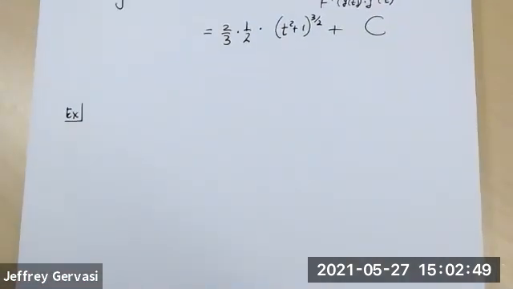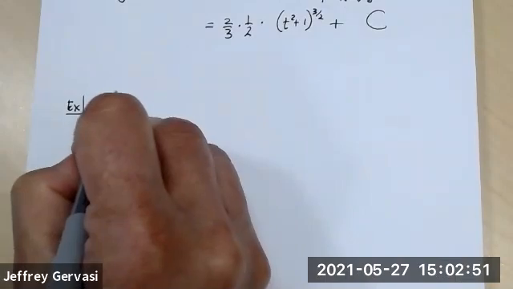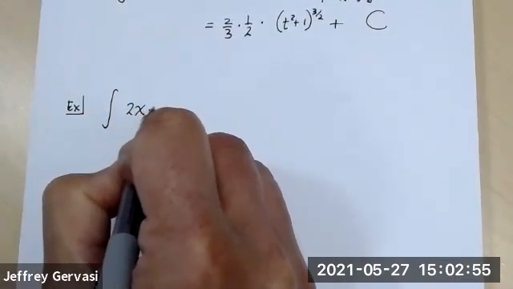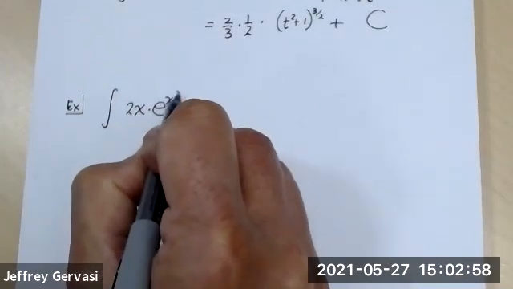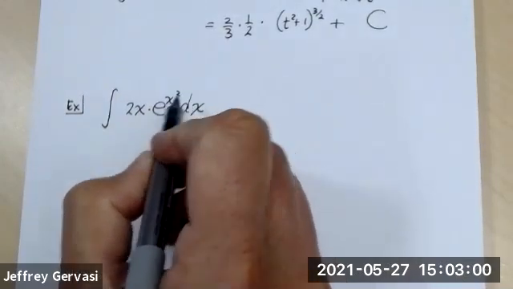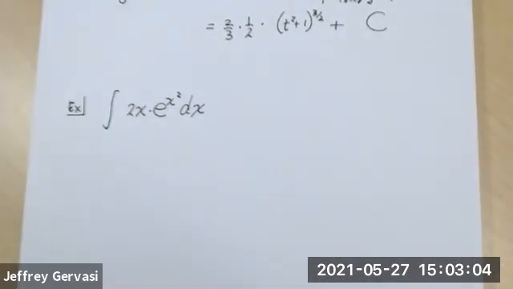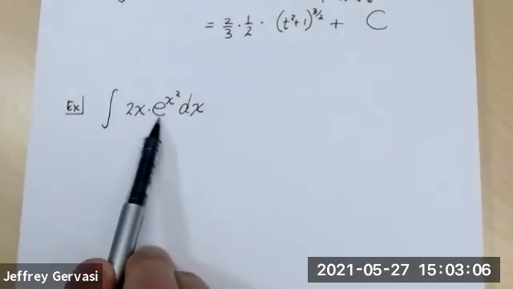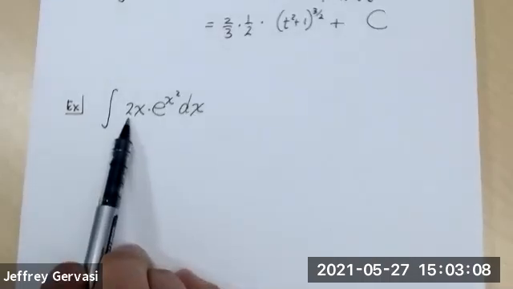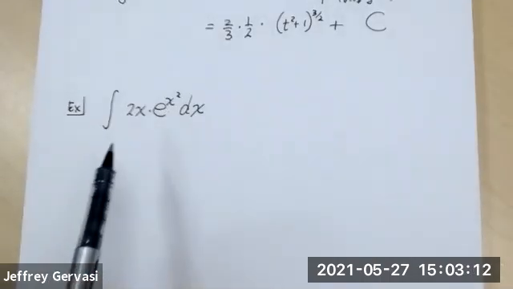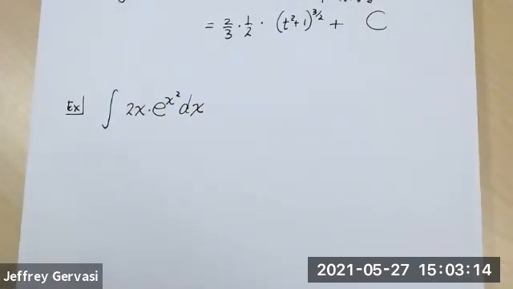All right, next example. Let's suppose that we had this. Okay. Now, notice this is the result of the chain rule, right? Because notice that the 2x is exactly the derivative of the exponent. It's not the special case of the chain rule, where we have a function raised to a power, but it is a chain rule.